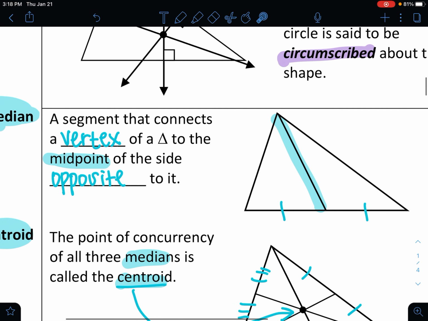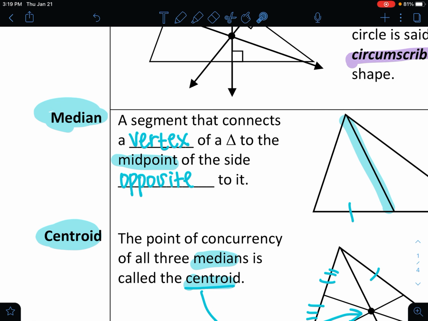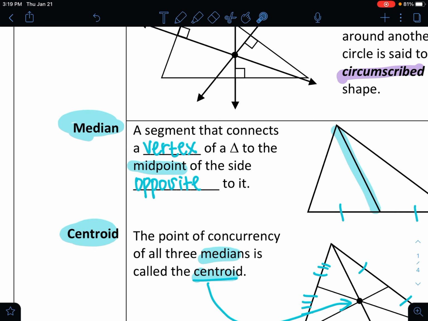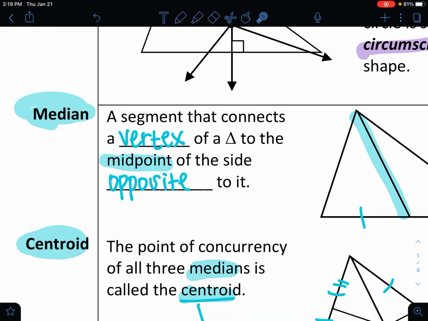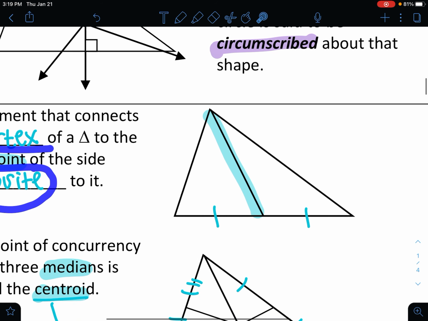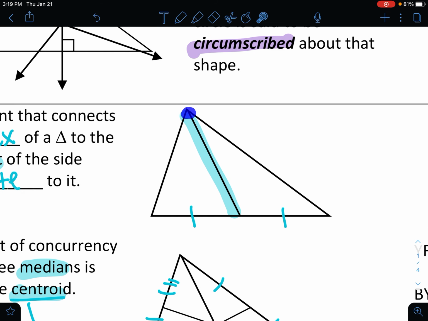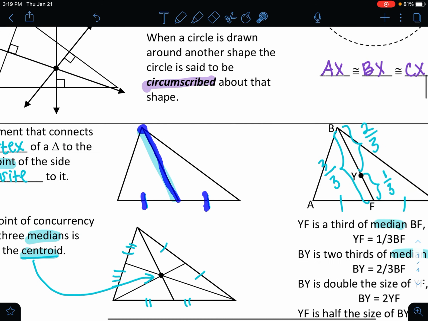Median. This is our next type of segment. Our first type of segment was the perpendicular bisector. Now the second type of segment is called a median. A median is a segment that connects a vertex of a triangle to the midpoint of the side opposite to it. Basically, a median starts at a vertex, or a corner, and goes to the middle of the opposite side. We know it's at the middle because of these two markings. If you see those two markings, it's equal on both sides, which means it hit the middle. So that's what the median is.